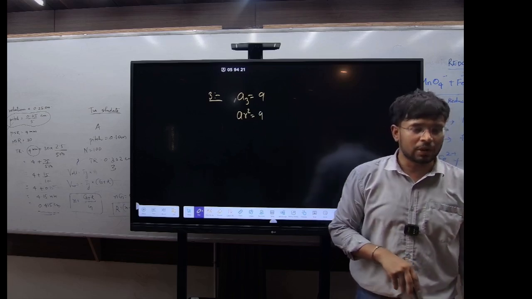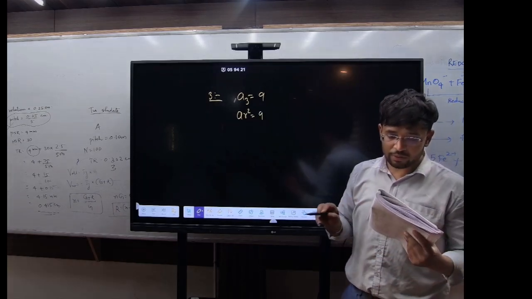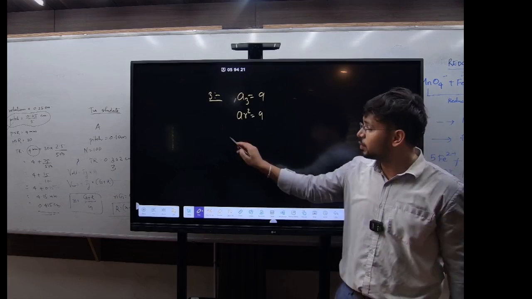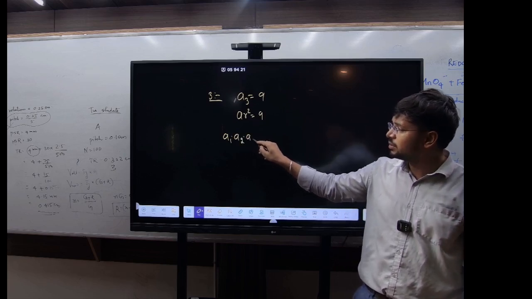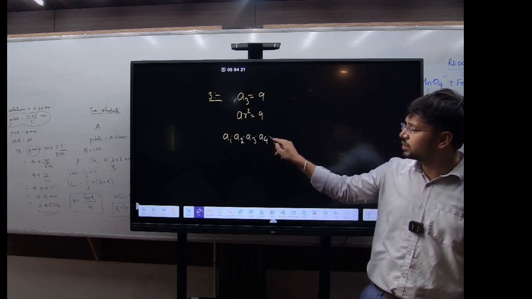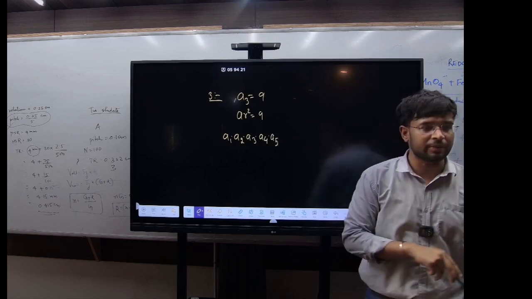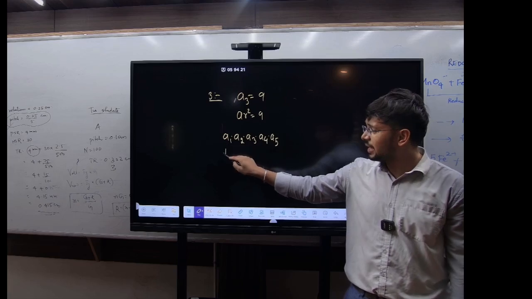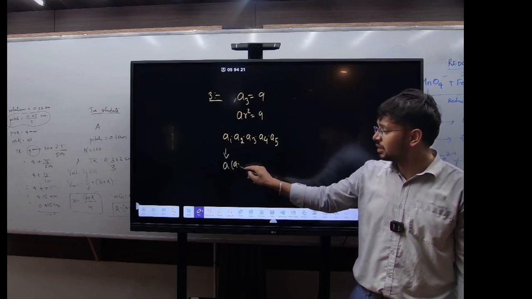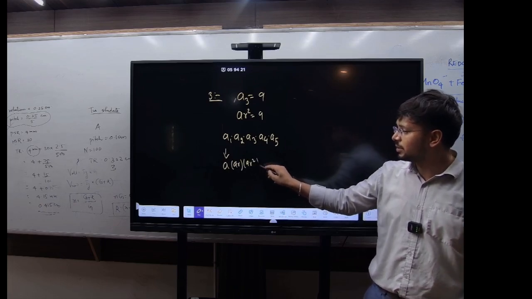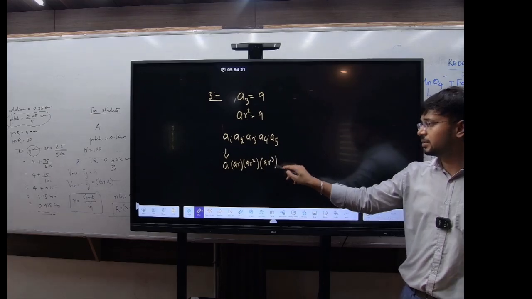What is the question? The product of the first 5 terms. So the product of the first 5 terms means the first term into the second term into the third term into the fourth term into the fifth term. This product we have to find out. The first term is A, the second term is AR, the third term is AR square, the fourth term is AR cube, and the fifth term is AR4.